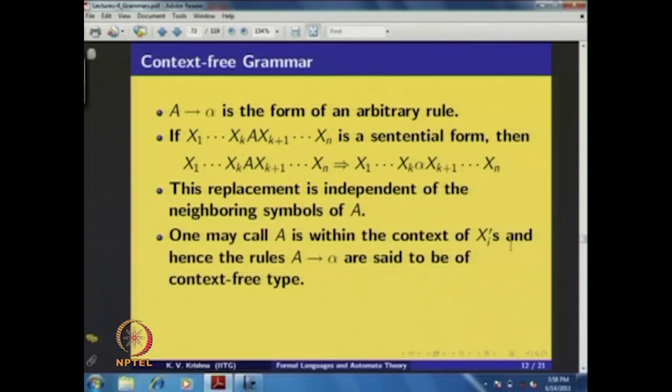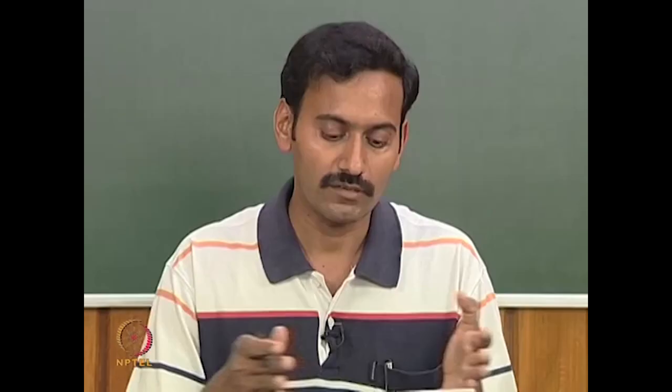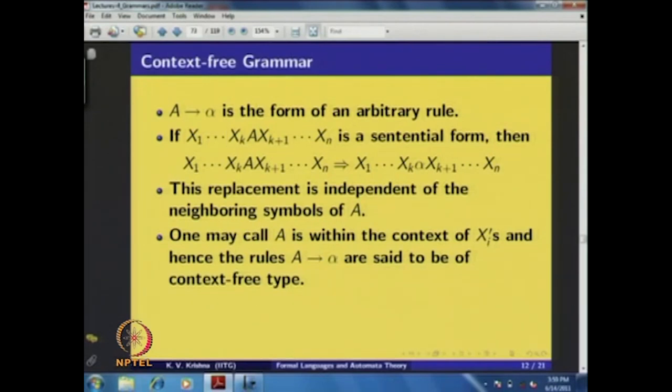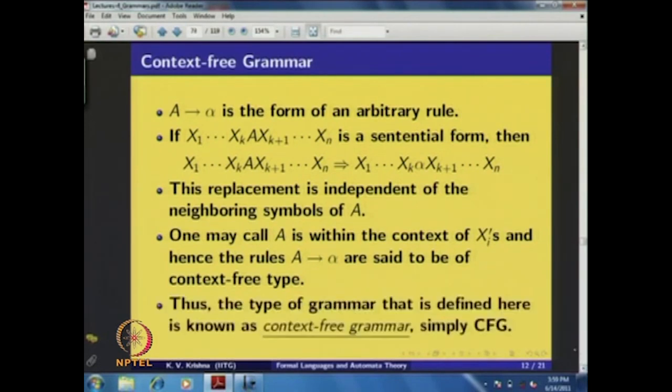one may say the non-terminal symbol A is within the context of the x i's, the neighboring symbols. For example, here x k plus 1, or if you go a little more, x k minus 1, x k plus 1, these are the neighboring symbols of A. Now, one may call A within the context of x i's, depending on the neighboring symbols that you are considering. Hence the rule A goes to alpha is said to be of context free type. The reason is that when we are substituting A by alpha, we are not worried about the neighboring symbols of A, and thus this rule is called context free type. And thus the type of grammar that was defined here, we call context free grammars, or simply CFG.